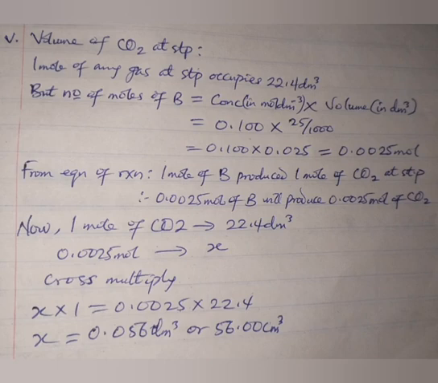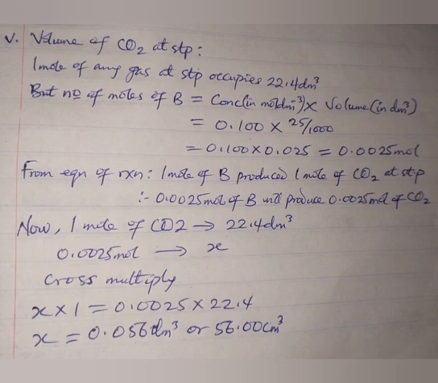Then question number 5, I'm to calculate the volume of carbon dioxide at STP. Remember, according to Avogadro, 1 mole of any gas at STP occupies 22.4 dm cube. Any gas at STP, 1 mole will give you 22.4 dm cube. So I have to know the number of moles of gas produced in this titration. To know that, I have to calculate the number of moles of sodium trioxocarbonate IV. That is my B in this titration, because it's the sodium trioxocarbonate IV that will produce the carbon dioxide.